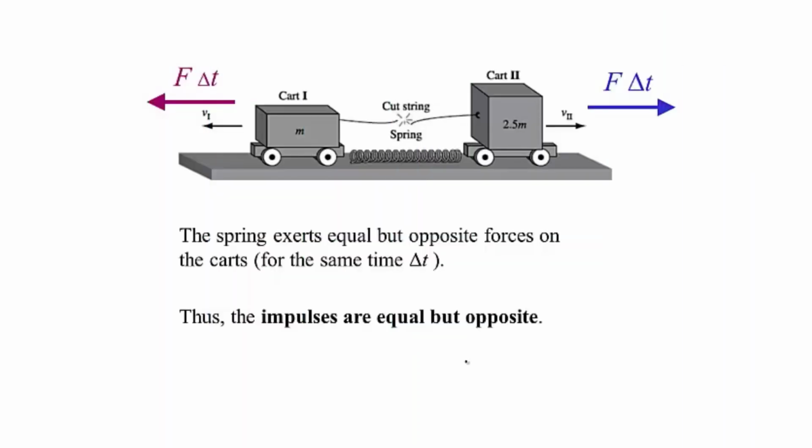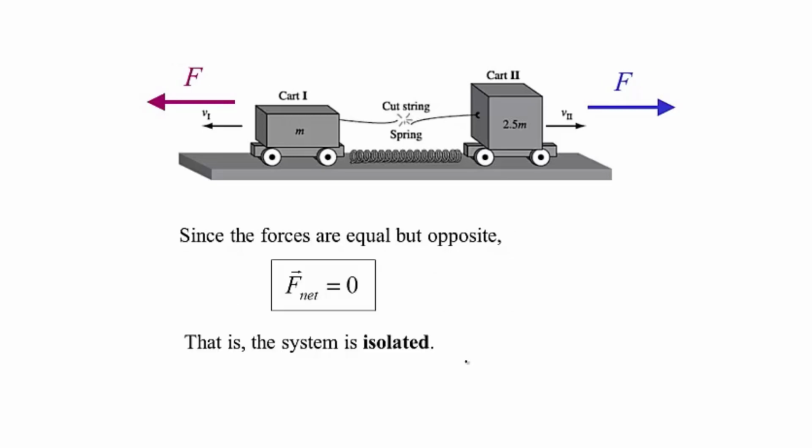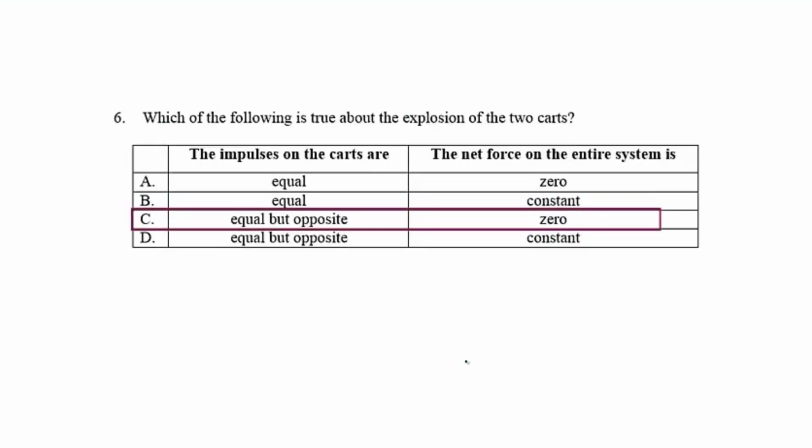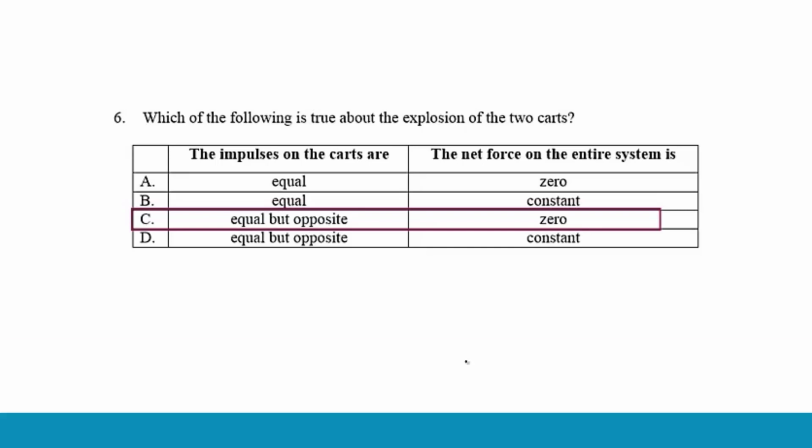The spring exerts equal but opposite forces on the carts for the same time, delta t. Thus the impulses are equal but opposite. Since the forces are equal but opposite, the net force on the system is 0. That is, the system is isolated. So which of the following is true about the explosion of the two carts? Impulses are equal but opposite, and the net force on the entire system is 0 because it's isolated.